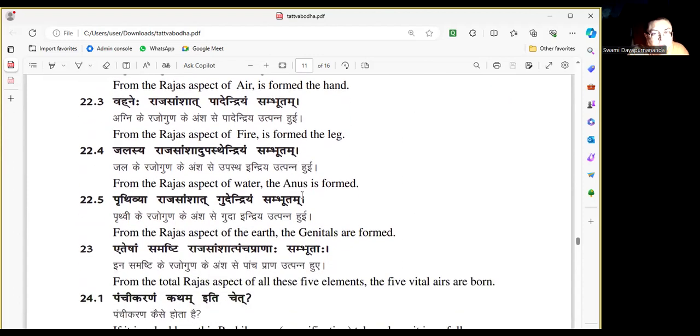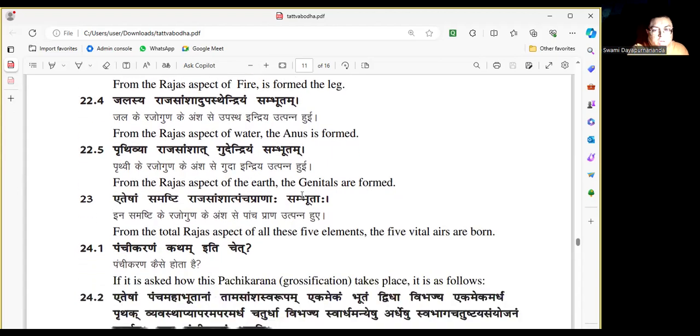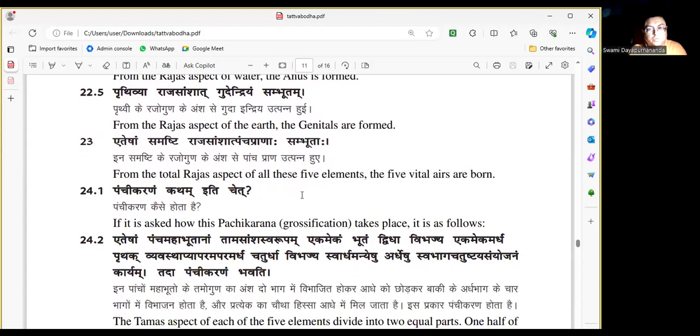Then he says in 23, Etesham Samashti Rajasa Amshat Pancha Prana Sambhuta. Pancha Prana means Prana, Apana, Vyana, Udana, Samana. From the Pancha Mahabhuta, this Rajasa Amsha together forms the Pancha Prana. So 19 plus 5, 24. So here comes the total, Chaturvimshati Tattva.